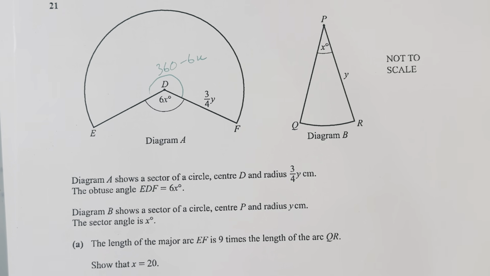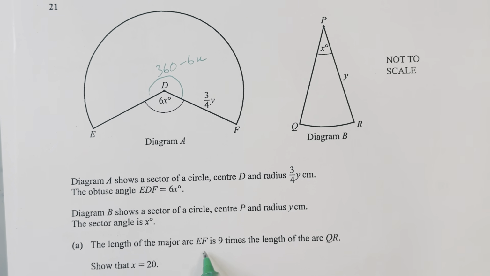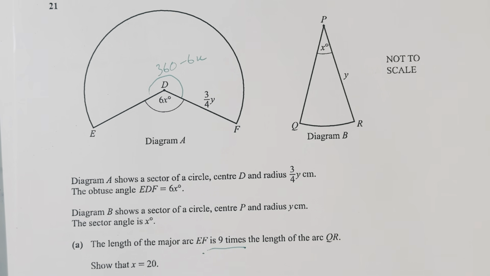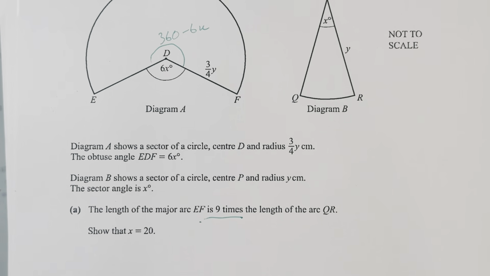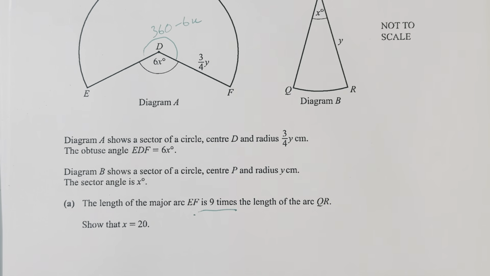The length of the major arc EF is 9 times the length of the arc QR. Show that x is equal to 20. Okay, this is a simple question, it looks like a tricky question, but this is a very simple question.